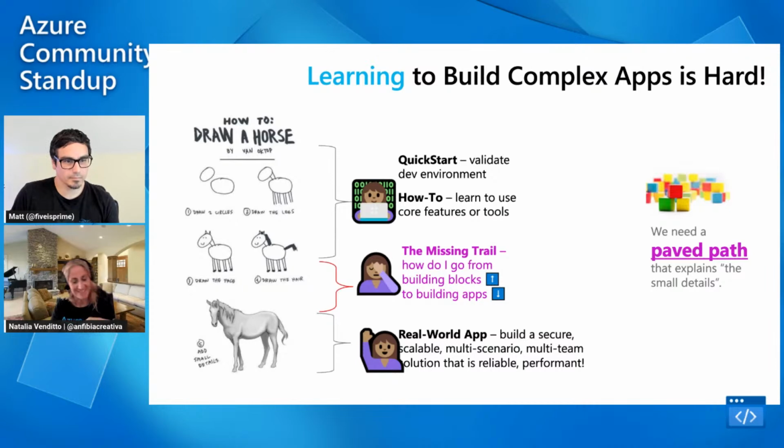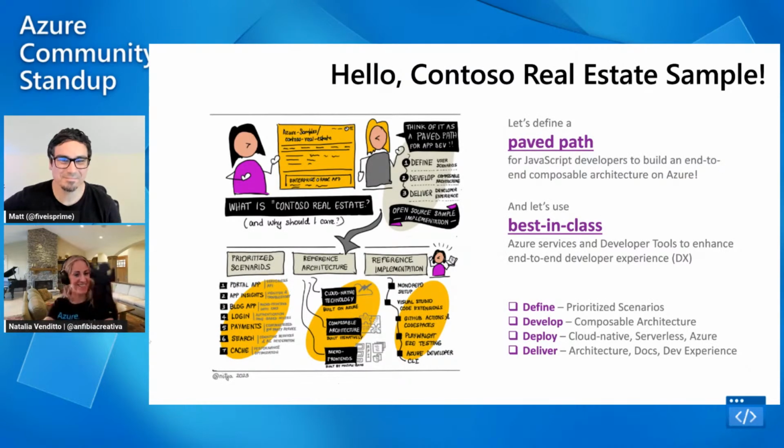Which takes us to the next slide. With the magic of Haley. And that's the Contoso real estate sample. Have you had the chance to take a look at it, Matt, recently? Yeah, I have. There's a lot. There's a lot going on. So I'm actually really looking forward to getting the walkthrough myself.